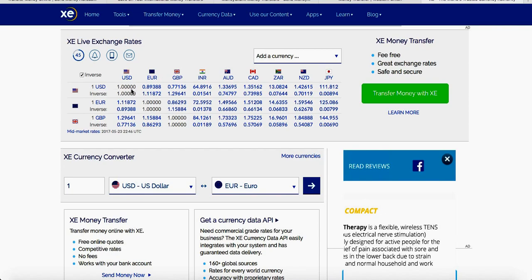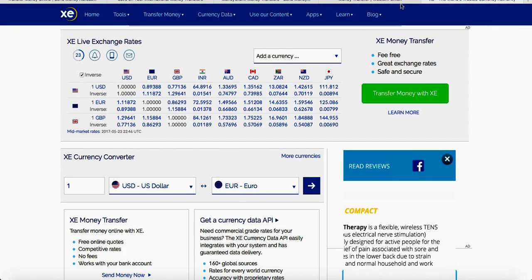Let's say $1 right now equals 0.89 euros. In the middle of the week, it was 0.85 or something. It might be 0.9 by Friday. So if you transfer while it's 0.9, it means you're going to get more money for your dollar.